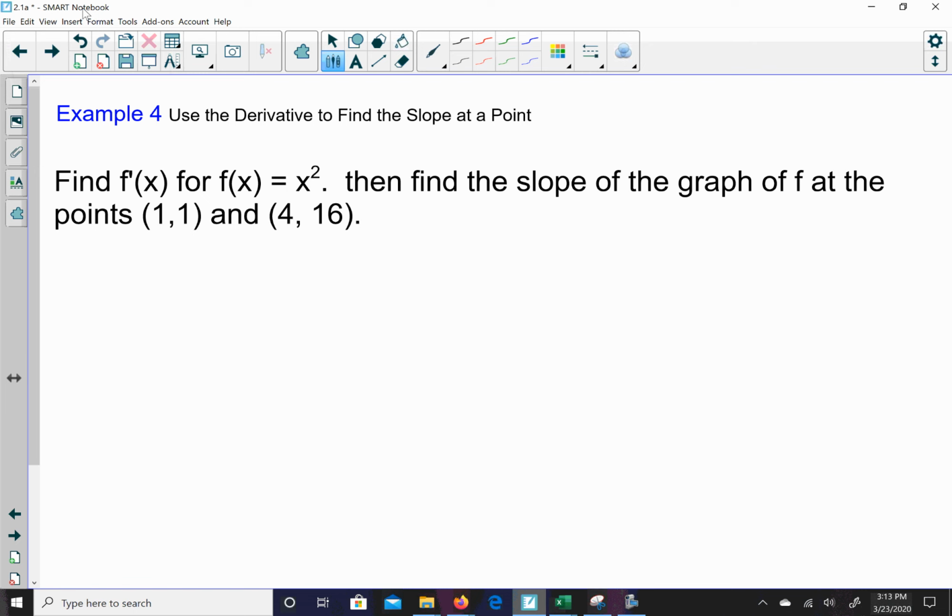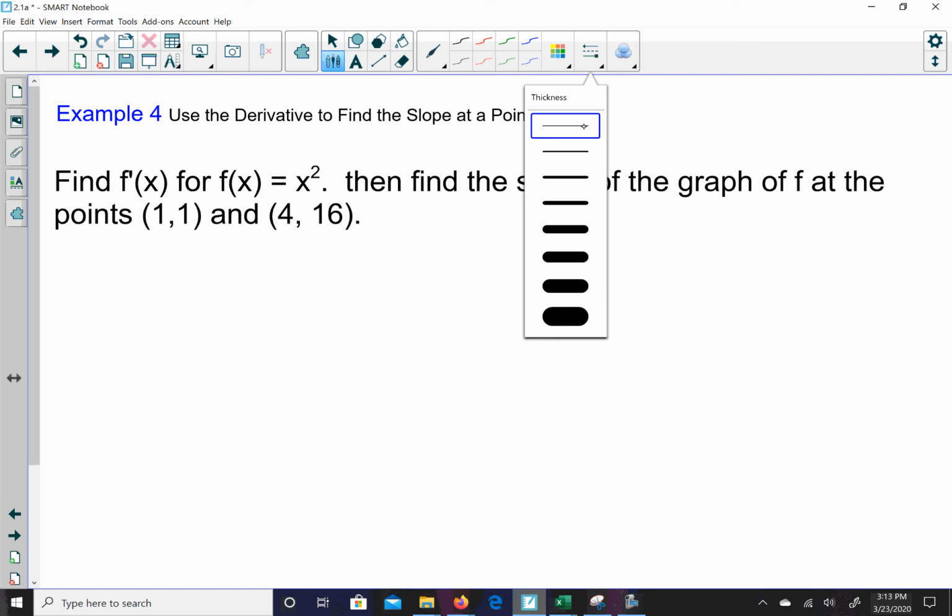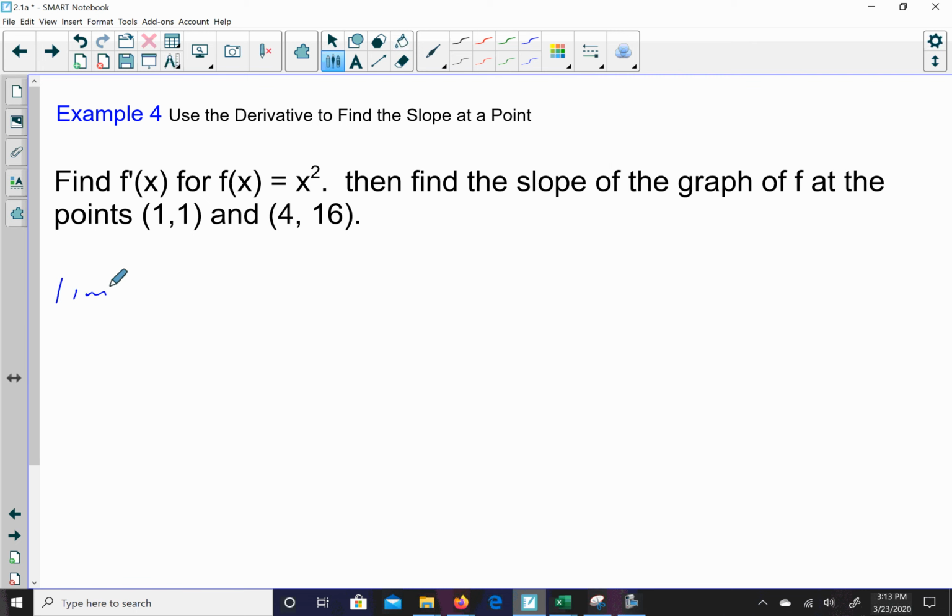So here we go. We're trying to find the derivative when f of x is equal to x squared, and then I want to find the slope of the graph of the function at the points (1, 1) and (4, 16). Since I'm finding the slope at 2 different points, I'm going to use that general formula. So I'm going to do the limit as delta x approaches 0 of (x plus delta x) squared minus f of x, which is just x squared, all over delta x.